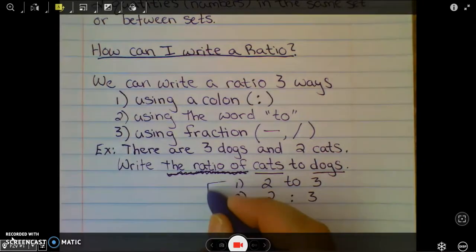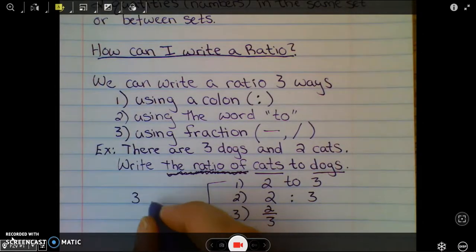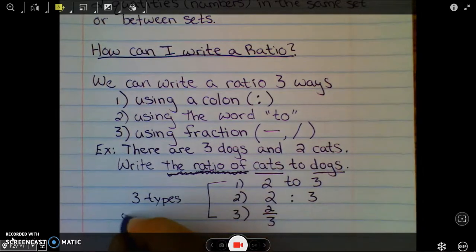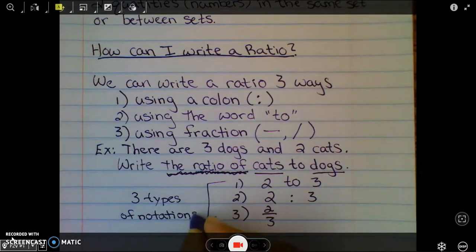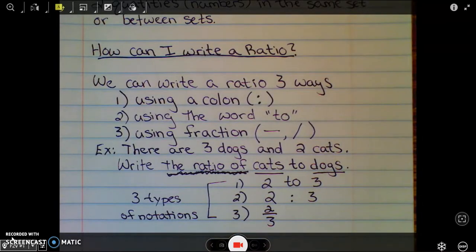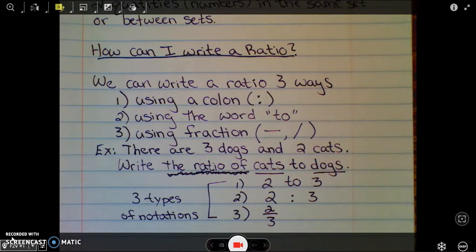And these are your 3 types of notations. So just a different way to write my ratio. They all mean the same thing, and you would all read them the same. You'd pronounce it the same.